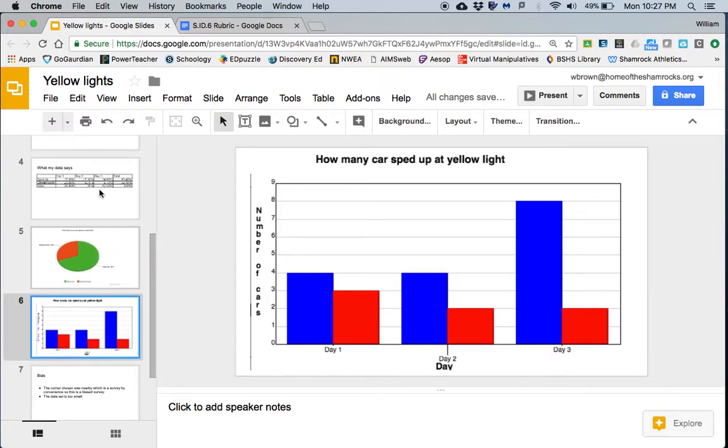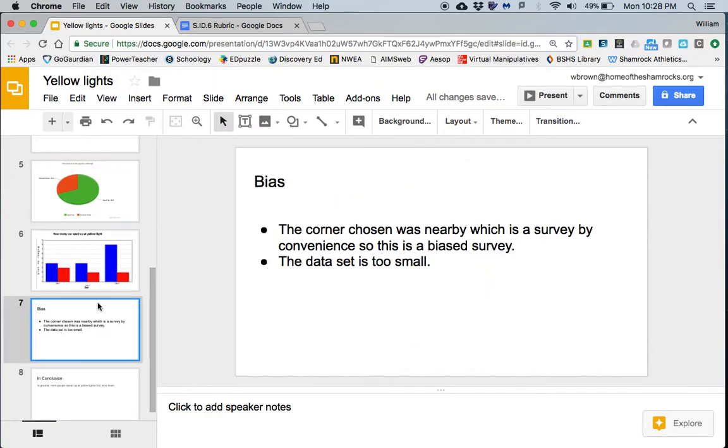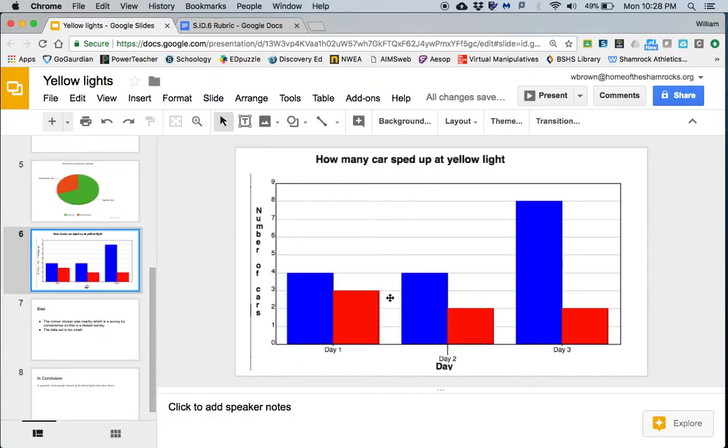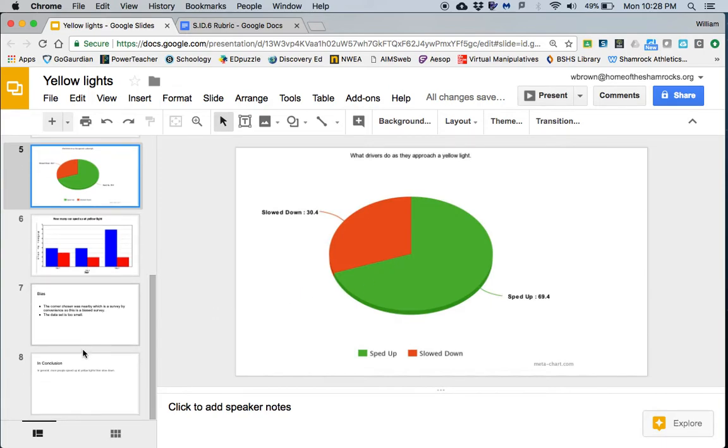I liked the fact that there's a variety of different things. There's a couple tables here. There's a pie chart. There's a side-by-side bar graph. This one in particular, I think, is easy to see the variance over the days. That this particular day, there was a lot more difference between the people that sped up and slowed down than the other days. But this easily shows us the overall total. So those are the things I liked.